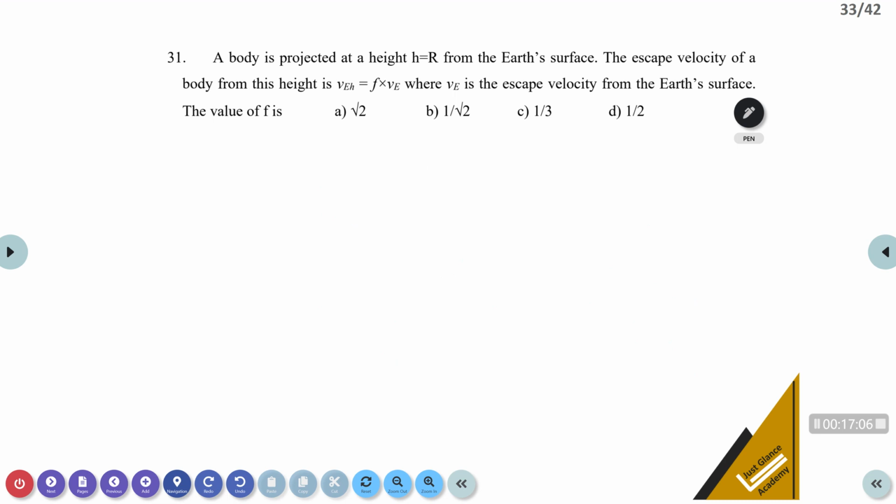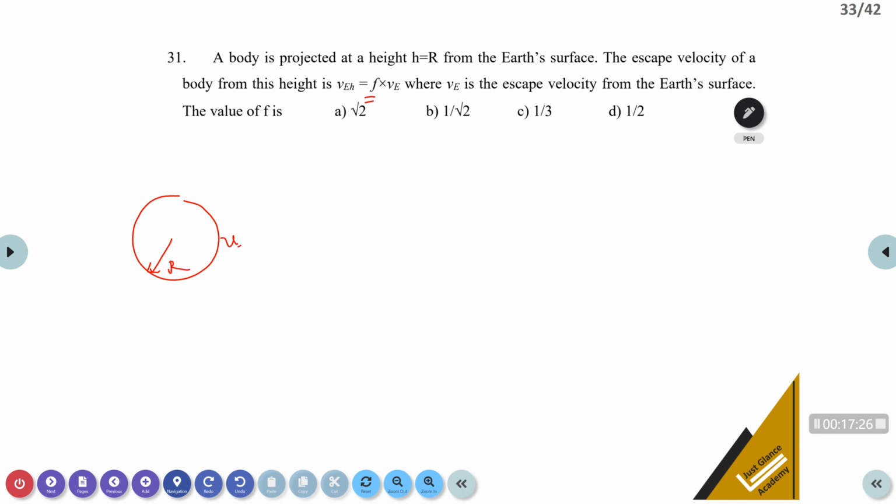31. A body is projected at height h equal to R from the Earth's surface. What is the escape velocity of the body? He is asking this. I'll tell you one shortcut method.